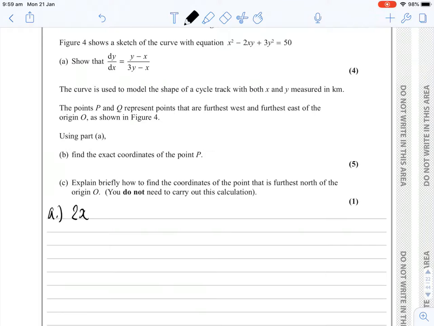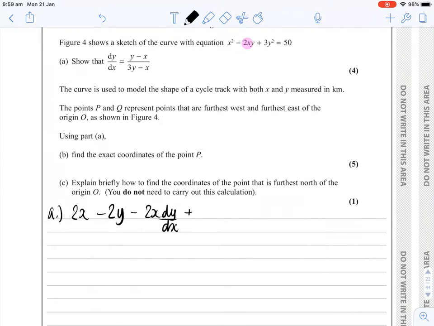Now we have to use the product rule on this. The easy way to do it is to say I'm going to hold the y as a constant and just differentiate the 2x. That gives me 2, multiplied by the y. Then I'm going to hold the 2x and differentiate the y, which gives me dy/dx times minus 2x. So we've got minus 2x dy/dx.